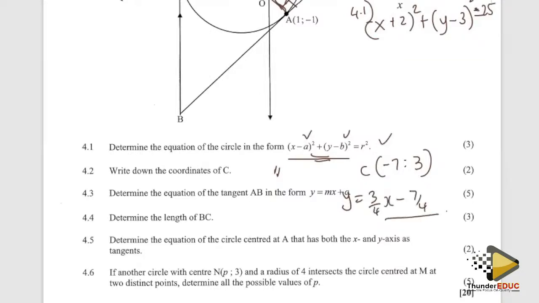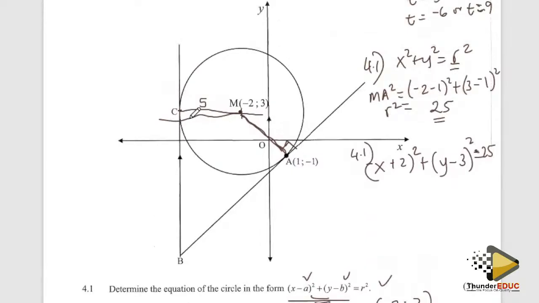Then they want the length of BC. Length of BC. Since these are tangents, from here up to here.